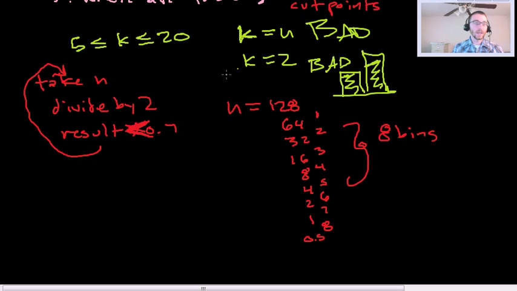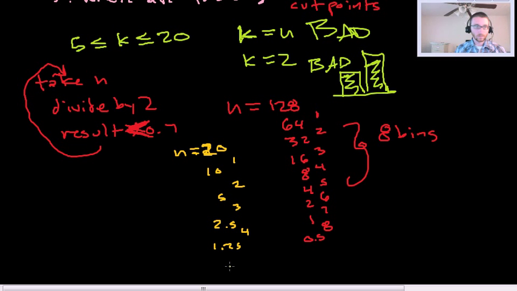What if instead we had n equals 10? Or I guess we'd use 10. Let's make it n equals 20. 10 is not much data. Divided by 2 once, you get 10. Twice, you get 5. 3 times, you get 2.5. 4 times, you get 1.25. 5 times, you get 0.75. And then the next one is going to put us at 0.375, which is lower. So this would give us k equals 6 bins.